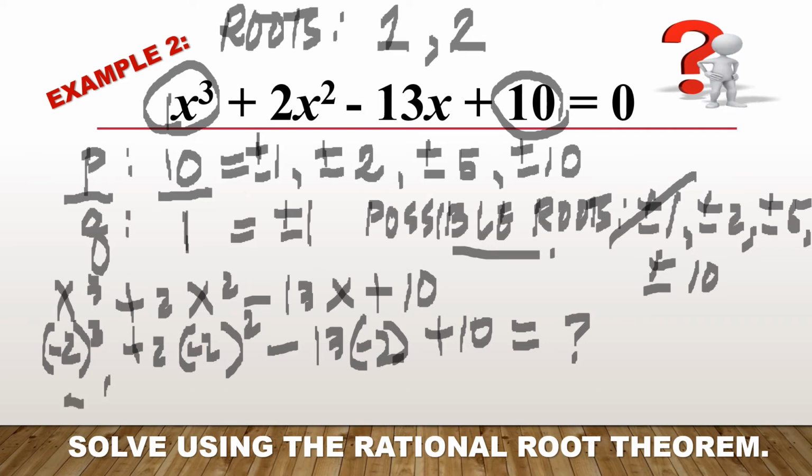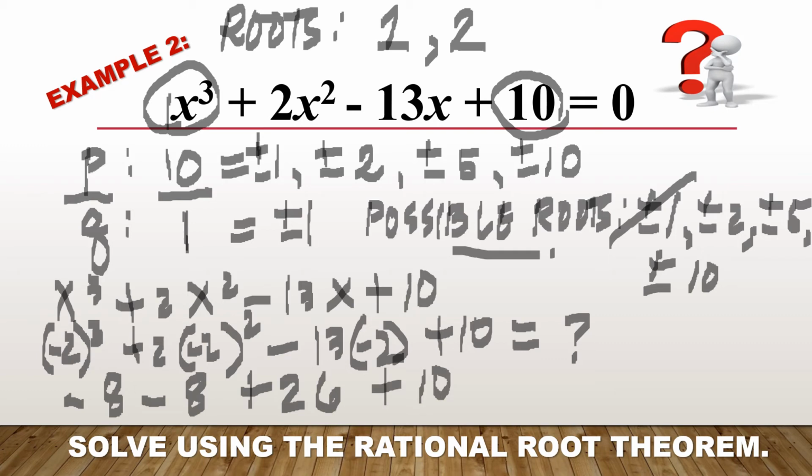Negative 2 cubed is negative 8. Negative 2 squared is positive 4 times 2, that's 8. Negative 13 times negative 2 is positive 26 plus 10. Negative 8 plus 8 is 0 plus 26. That's positive 26 plus 10, 36. So, there is a remainder, or remainder is not 0. Therefore, negative 2 is not a factor. So, we're done with positive and negative 2.